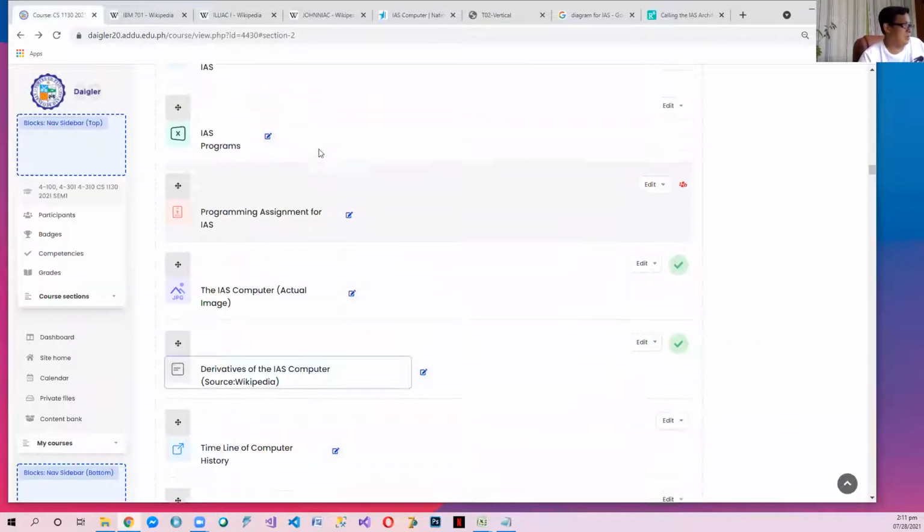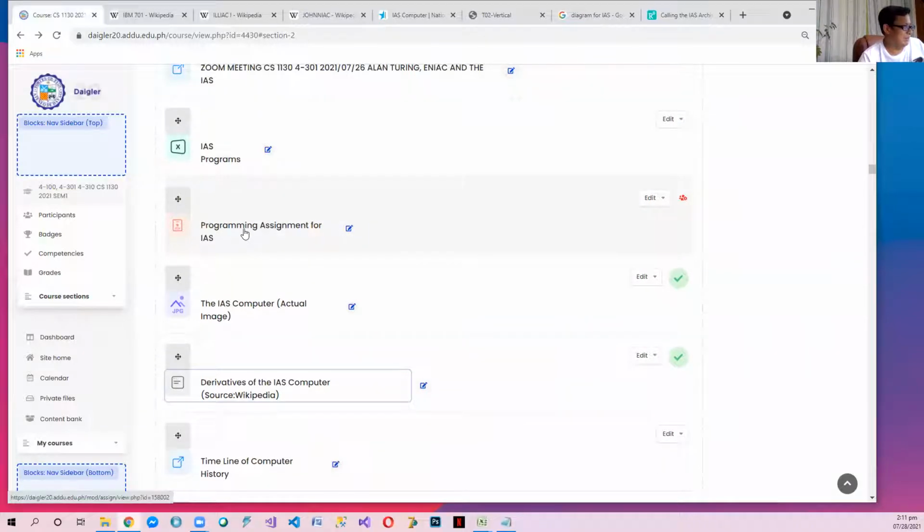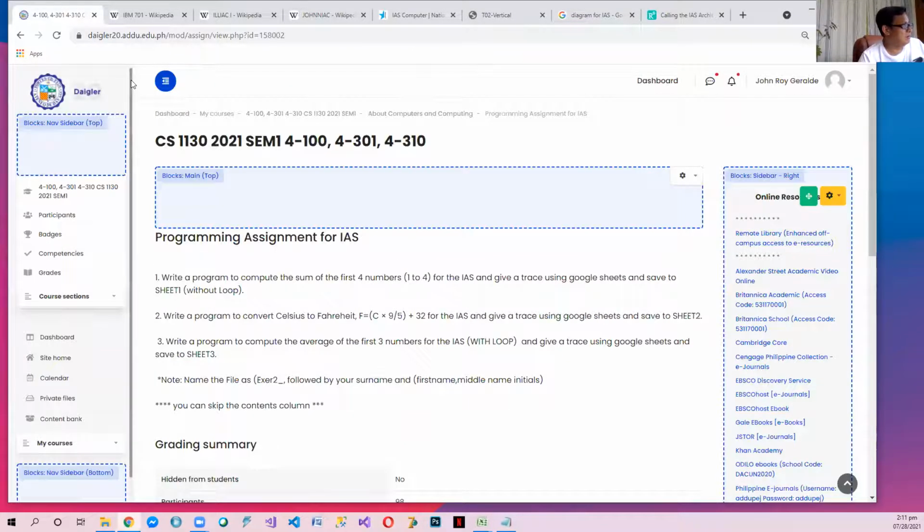Which brings us to our programming assignment. This is just a repetition. Anyway, we'll write the sum of the first four numbers, without a loop, in the version for the IAS. We'll write the centigrade to Fahrenheit, and you will write the average of the first three numbers with a loop this time. Using, not Google Sheets anymore.